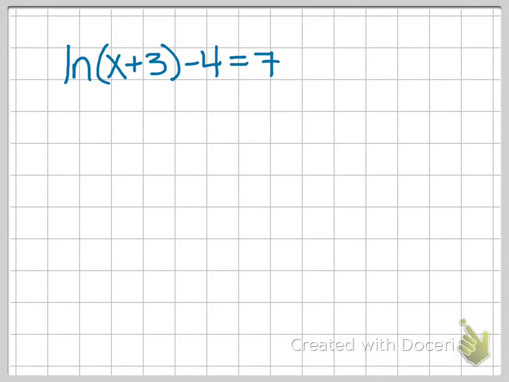So let's work with a second example, another example. And this reads, the natural log of a quantity x plus 3, taking away 4, is equal to 7. Our goal is to look for a value that can be x, that after being applied by adding 3 and then the natural log and then taking away 4, is related to 7.